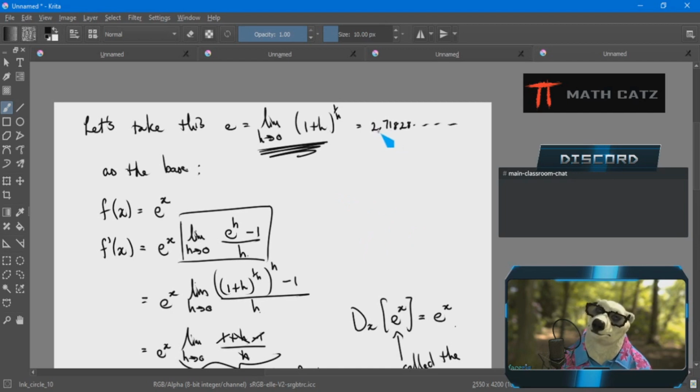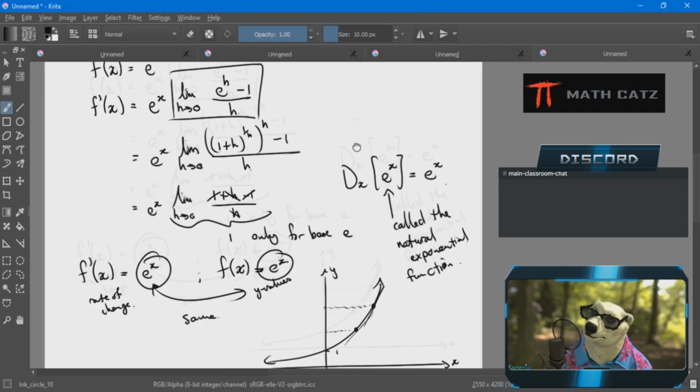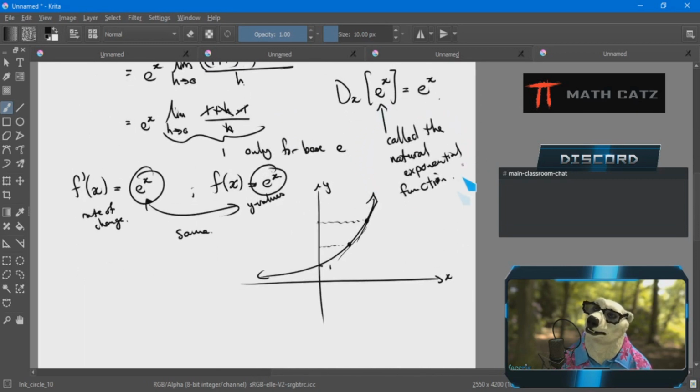It is a number that has infinitely many decimals that never repeat. Yet this number makes calculus so much simpler than it could have been, in that the rate of change of this exponential function is exactly the same as the function itself.